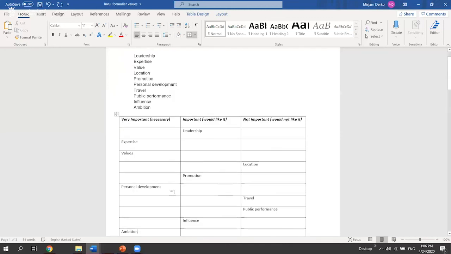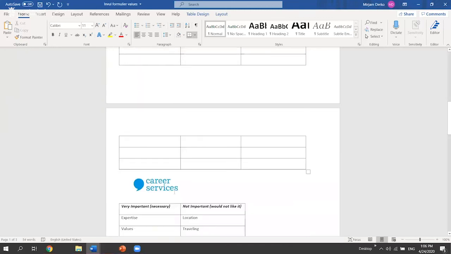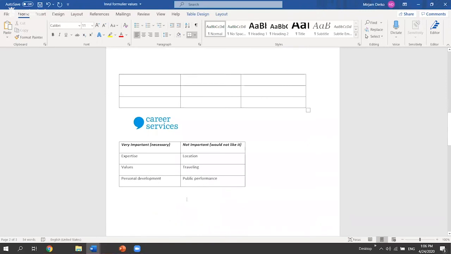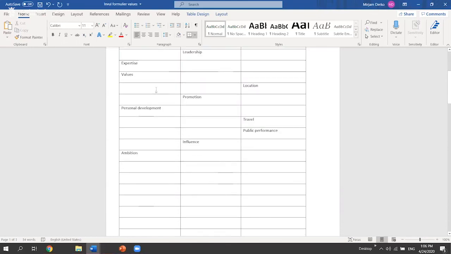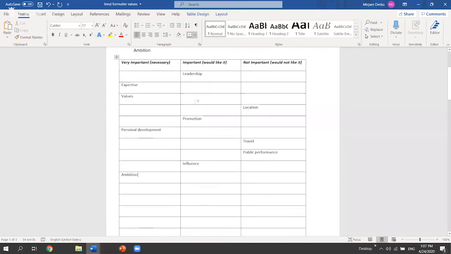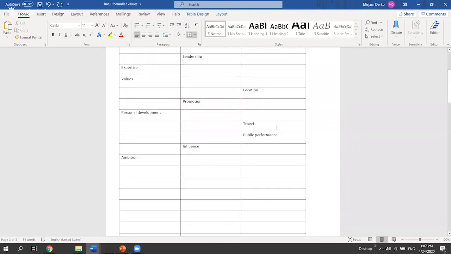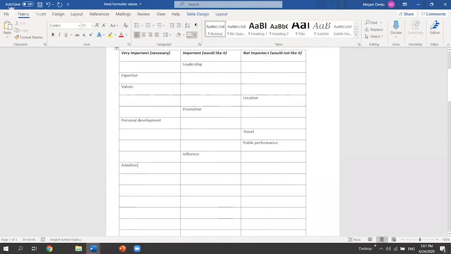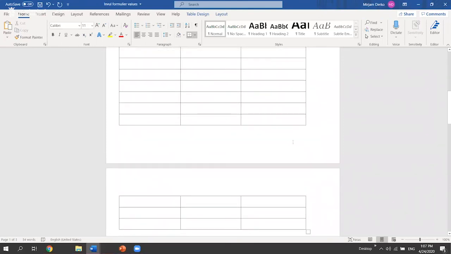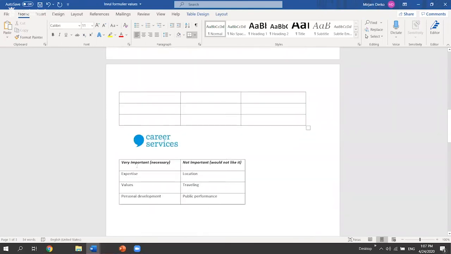All right, so moving on to the second part of the exercise. I already filled it in here, but what was very important for me was expertise, values, and personal development. So I filled them in here. And what was not important for me was location, travel, and public performance. And then I fill them in here. So this is a very nice way to have it clear to you what is very important and not important for you in work or in a job or in an organization.